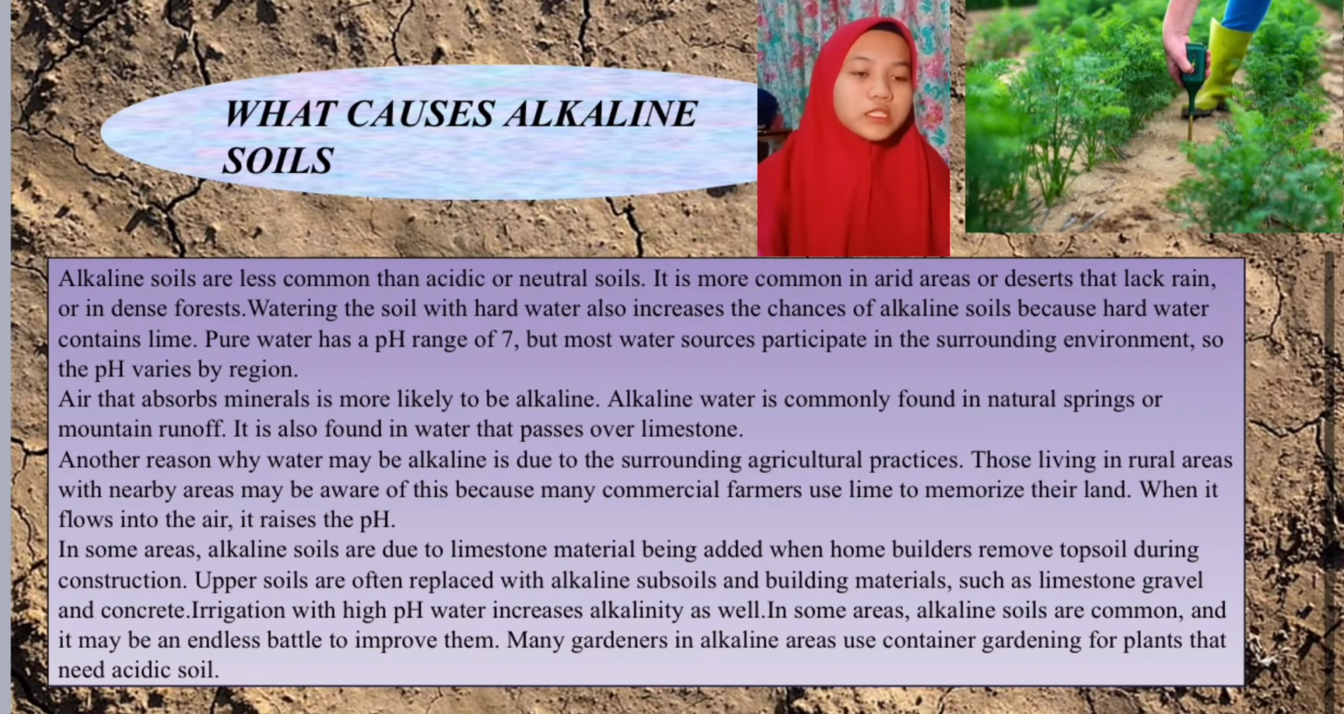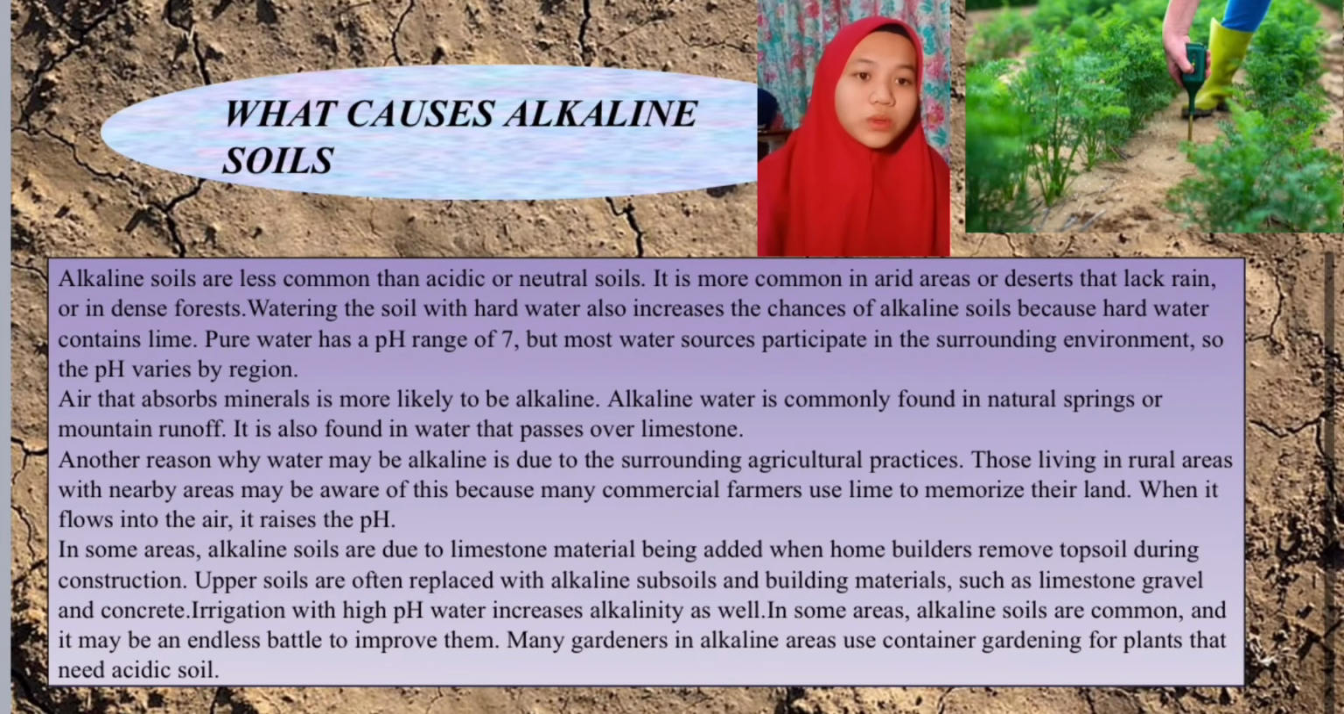Pure water has a pH of 7, but most water sources absorb minerals from the surrounding environment, so the pH varies by region. Water that has absorbed more minerals is more likely to be alkaline. Alkaline water is commonly found in natural springs or mountain runoff. It is also found in water that passes over limestone.